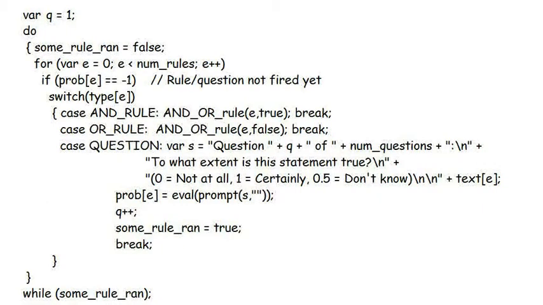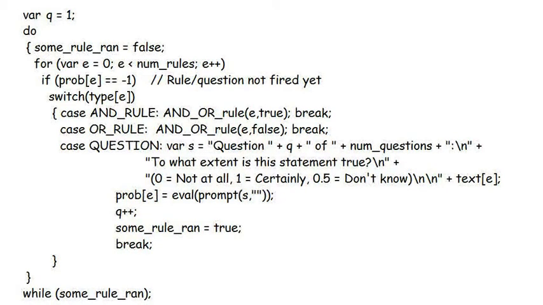A test is carried out to see if the probability value for any entry is -1, meaning that it hasn't managed to run yet. If so, then the expert system tries to run it, i.e. asks the question, or runs it as an AND rule or an OR rule. If any of those strategies succeed, then SUMRuleRan will be set to true, and that rule will have shot its bolt. A question is asked using a JavaScript prompt box.